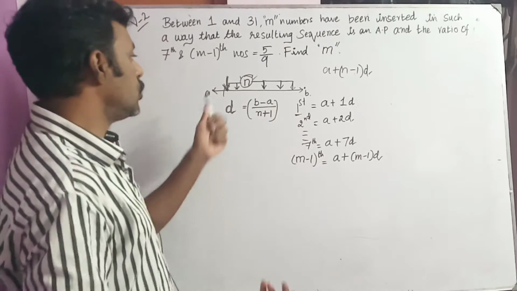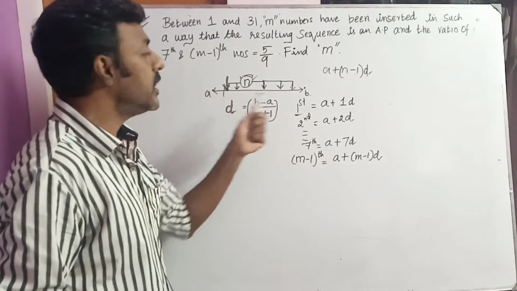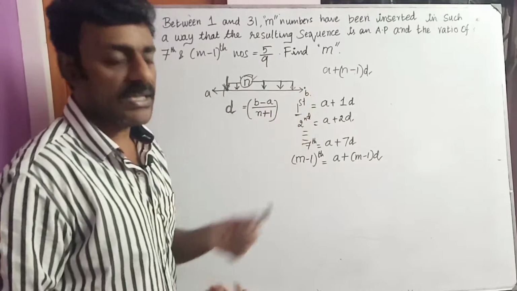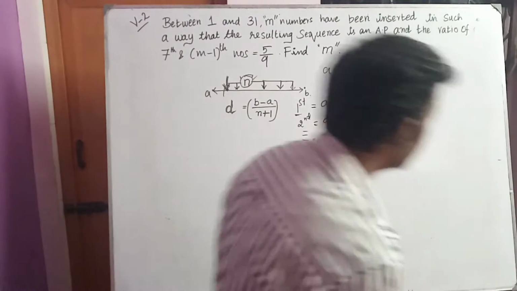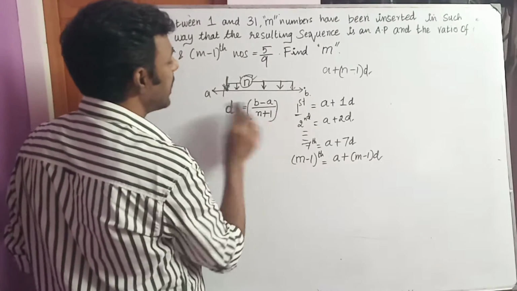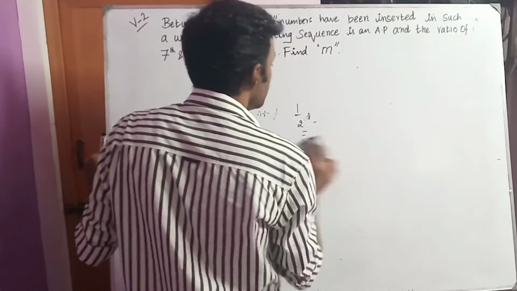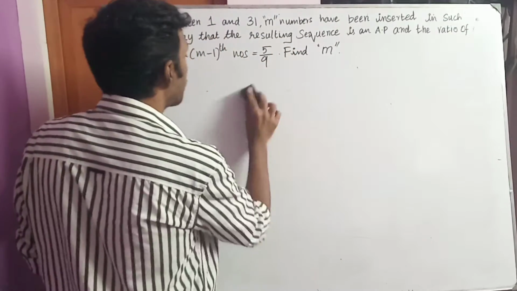As you know, the first term will be a, the last term will be b. This is for your understanding, I told you. So d will be b minus a divided by n plus 1. So now we are getting into the problem.